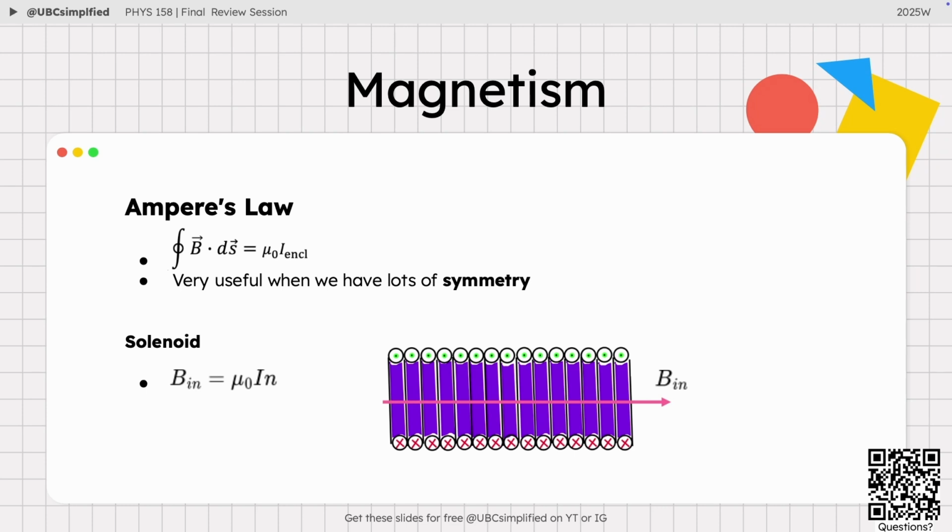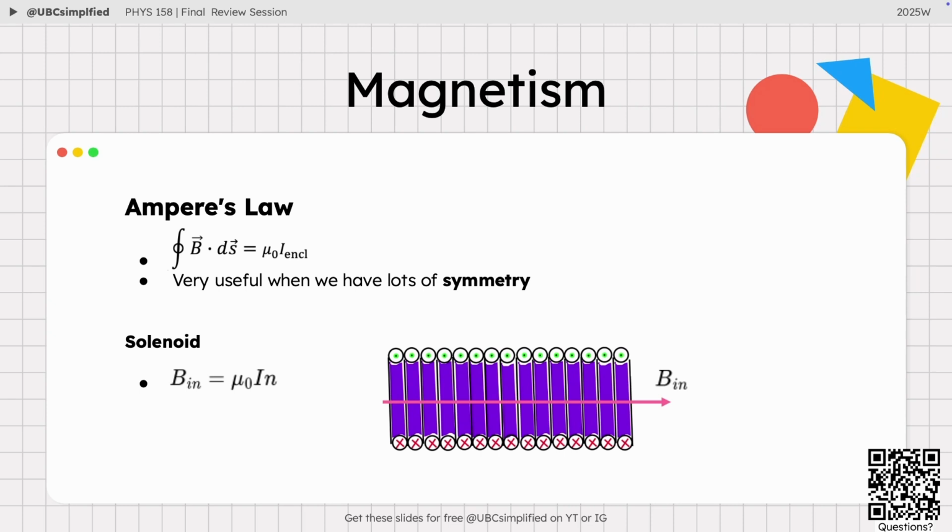Also, the direction of the field everywhere inside the solenoid is the same. It's not just at the center of the solenoid that it goes straight. If it's long enough, everywhere inside the solenoid, it all points straight.